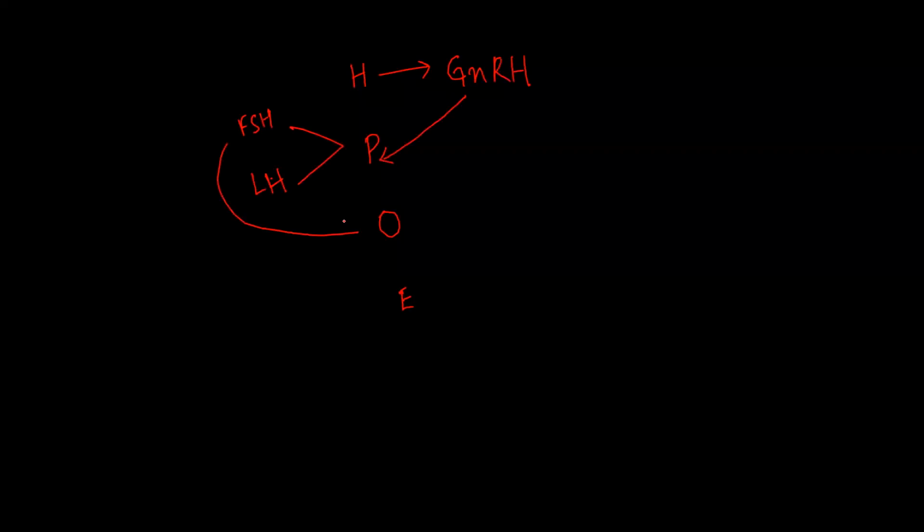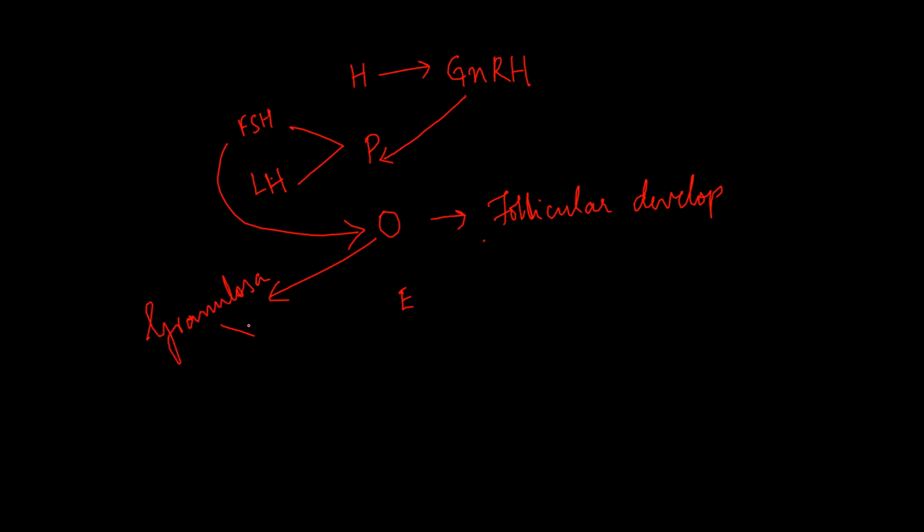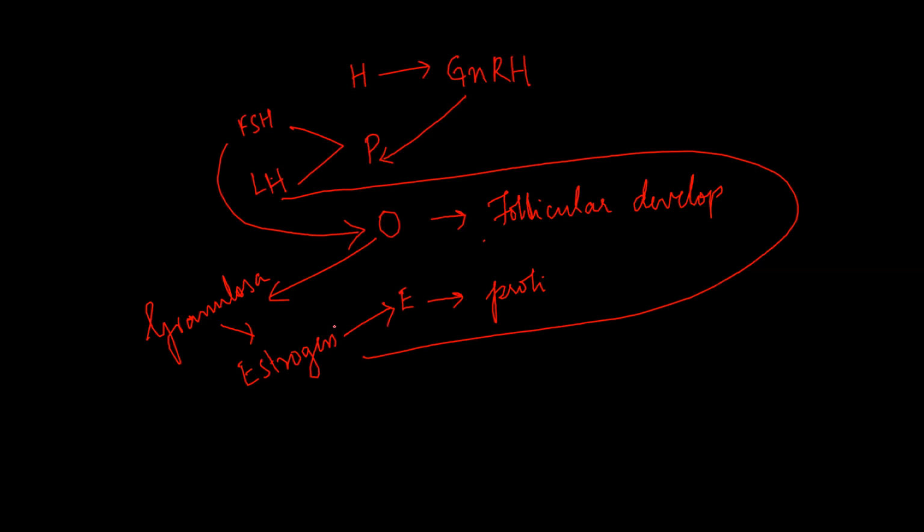Now, FSH will act on the ovaries, leading to follicular development. During this phase, at the same time, because of the FSH, the granulosa cell of the ovaries will start secreting estrogen. Estrogen will do two things. It will act on the endometrium, thus proliferating the endometrium, and estrogen will also start the LH surge. So these are the things which are going to happen.